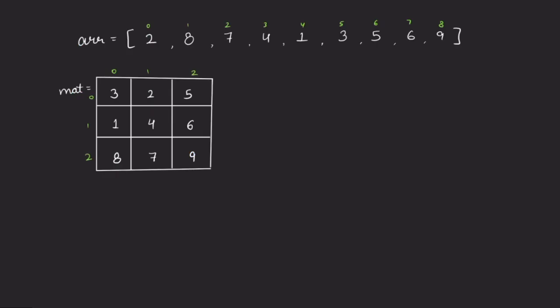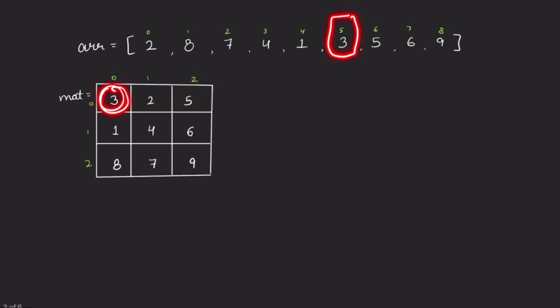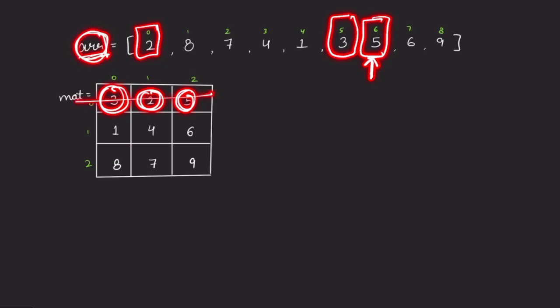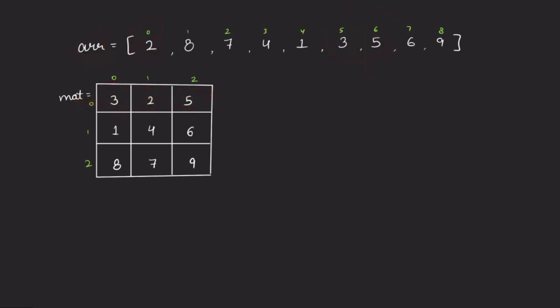So if you closely look, if I check the first row, 3, 2, 5, and if I find out at which indices in the array will it get painted, right? So see, 3 is present at index 5, 2 is present at index 0 and 5 is present at index 6. So then that means for painting the first row completely, basically the maximum index that we need to move in the array for painting the first row will be index 6, right? So I will write it here.